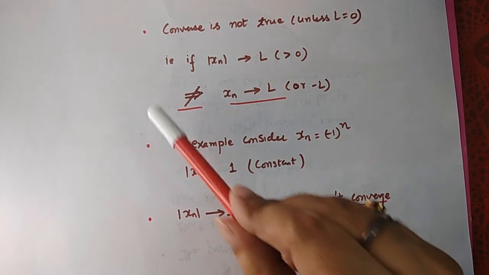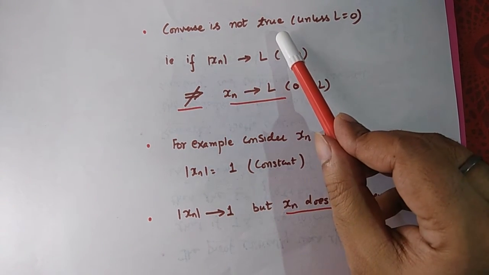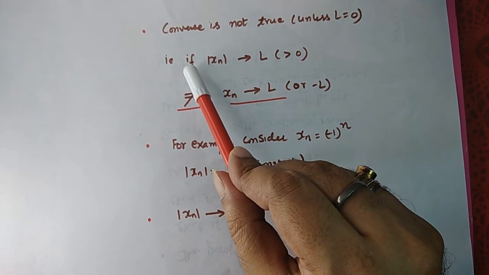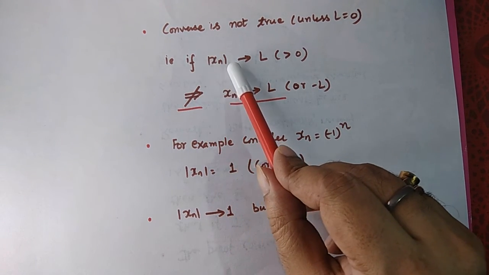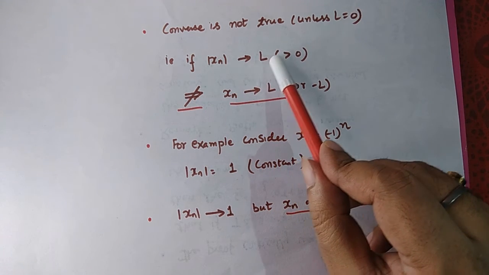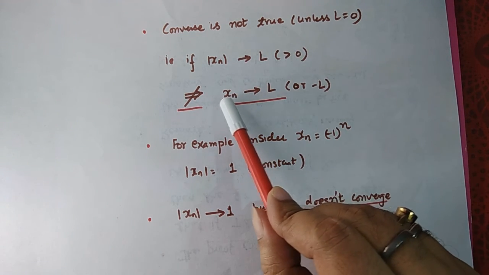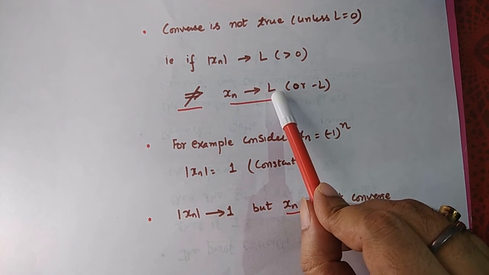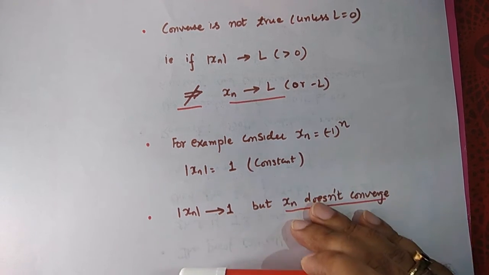Let me mention that the converse of this proposition is not true unless L is equal to 0. That is, if mod xn converges to a number L greater than 0, then it does not imply that xn necessarily converges to L or minus L.